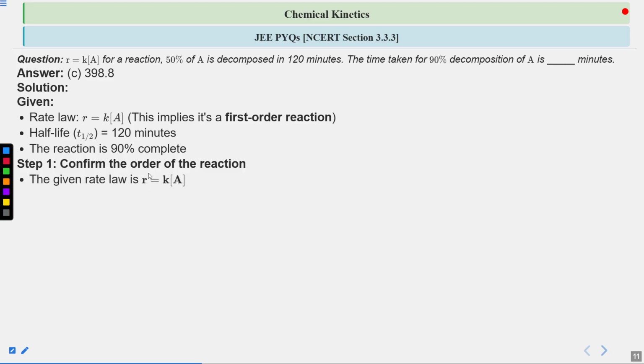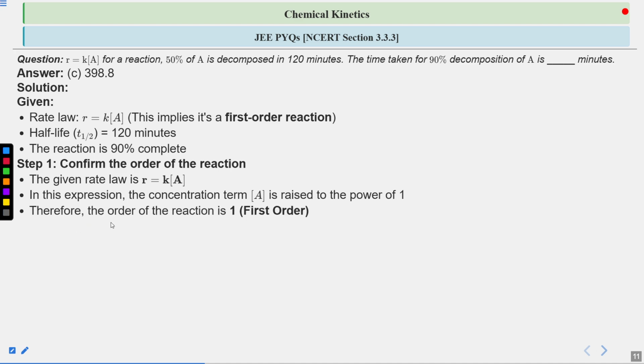If you see that the given rate law is R equals K times A concentration. This is the rate law given in the question. In this expression, the concentration term A is raised to the power of 1. If you remember, we identify the order of the reaction by looking at its rate law and seeing what power is present on the reactant's concentration. Here only A is a reactant and its power is 1. That means this is a first order reaction. Therefore the order of the reaction is 1.